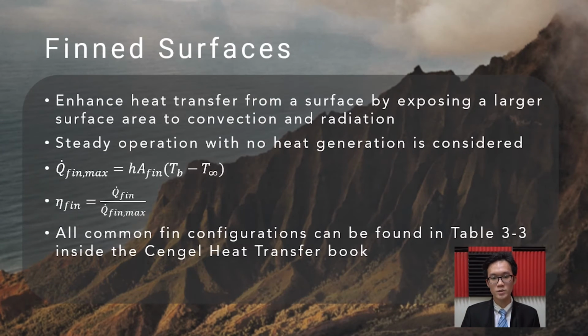Thin surfaces, or fins, have been used by engineers to enhance heat transfer from a surface by exposing a larger surface area to convection and radiation. In the analysis process, steady operation with no heat generation is considered. The maximum heat generated by a fin and the fin efficiency calculated are displayed as shown. All common fin configurations can be found in Table 3.3 inside the Cengel heat transfer book.